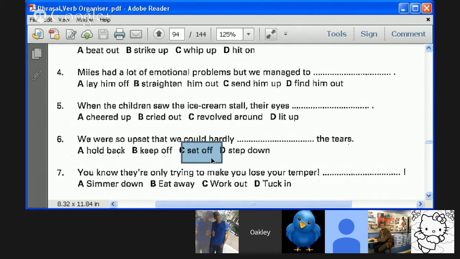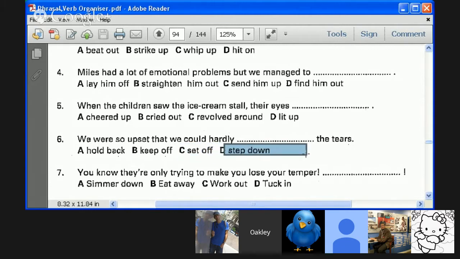Set off is to start, whether you're setting off on a trip or, frankly, you could set off fireworks. Kaboom! We also use it to set off explosives. Okay, to start explosives. So set off usually means to start something. I could also say it about a person. Don't set her off like a bomb. Kaboom! Don't set her off. I'm warning you not to make her angry, because she will explode like a bomb.